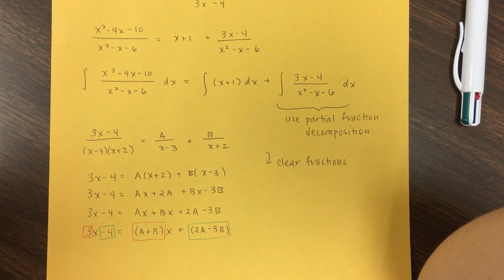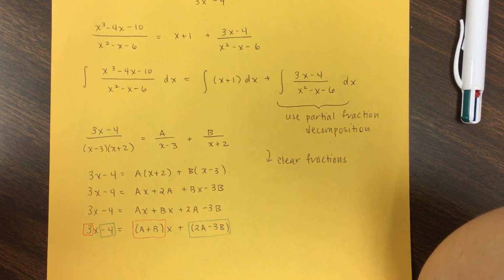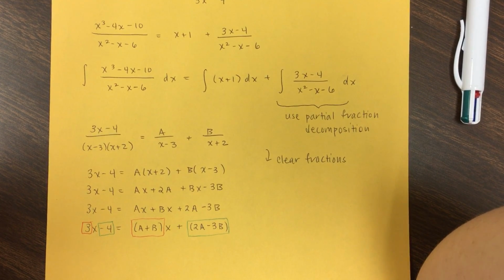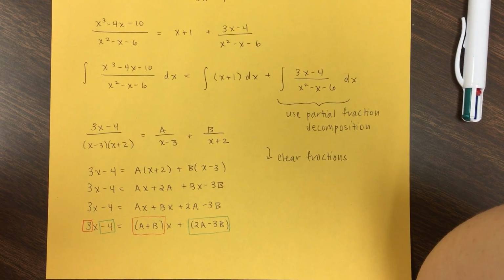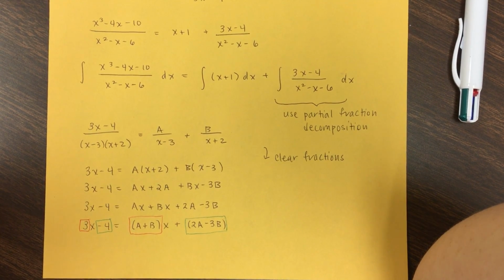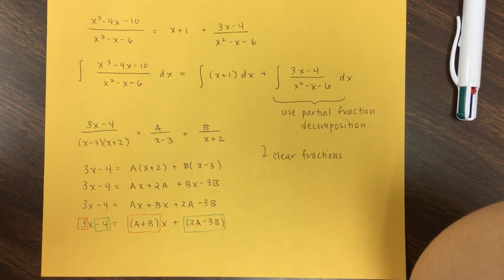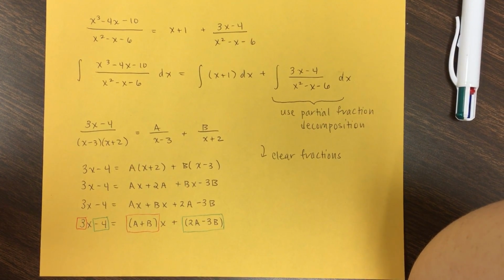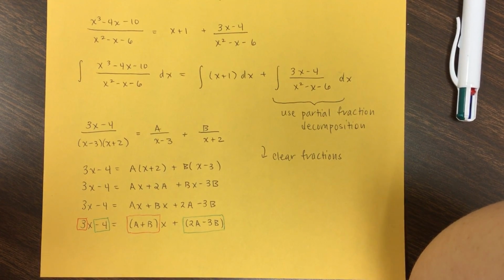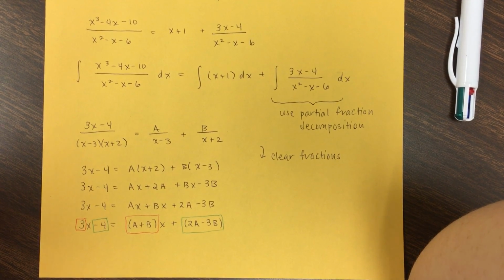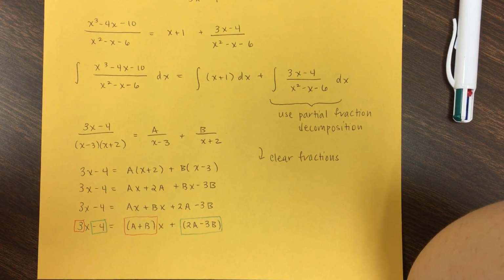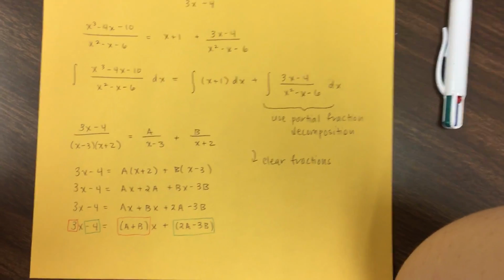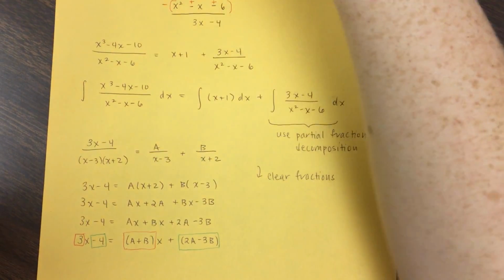I'm going to clear the fractions and distribute A and B, and then group our coefficients by degree. So you'll see I end up with 3x minus 4 on the left, A plus B x as my linear coefficient, and then my constant is 2A minus 3B. So once I have that all set up, we should be getting used to this algebra by now. We'll go ahead and equate our coefficients and see if we can solve for A and B.